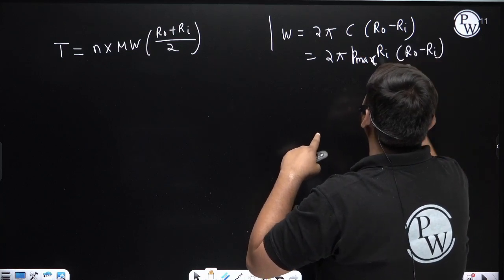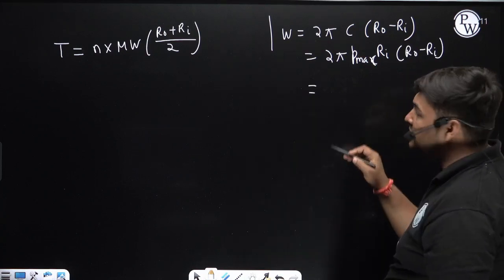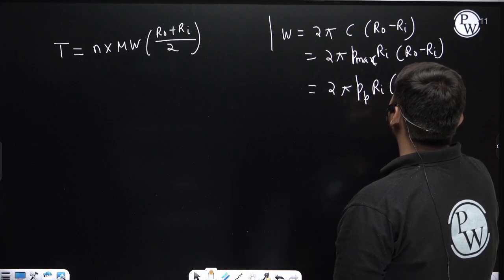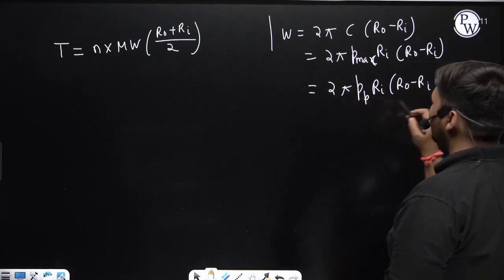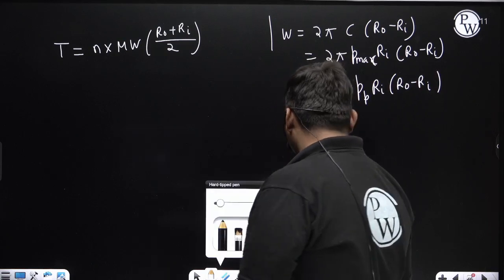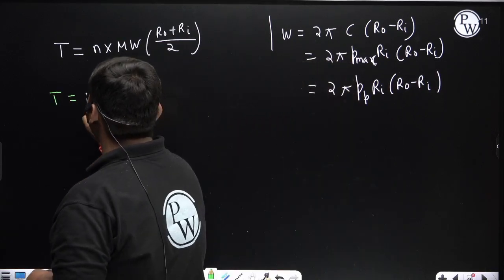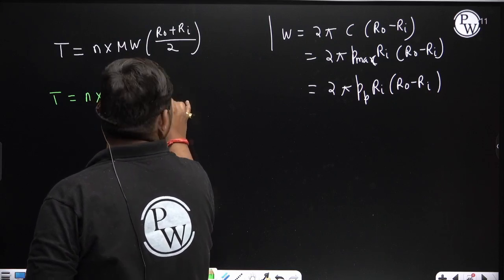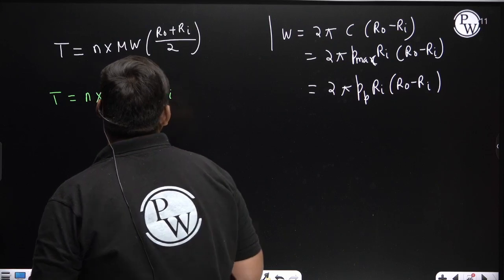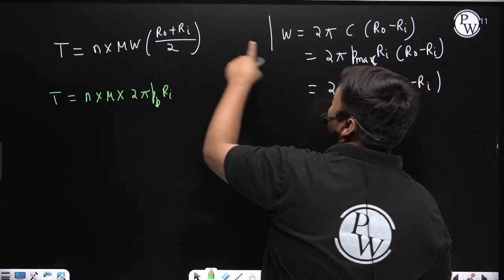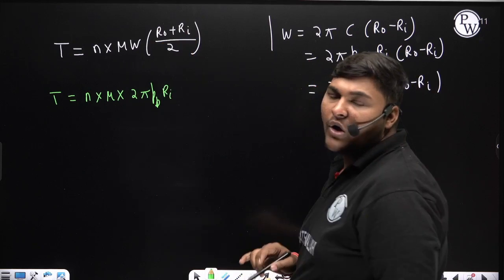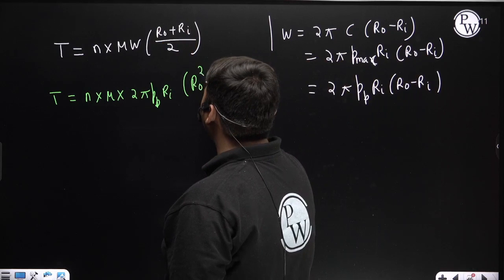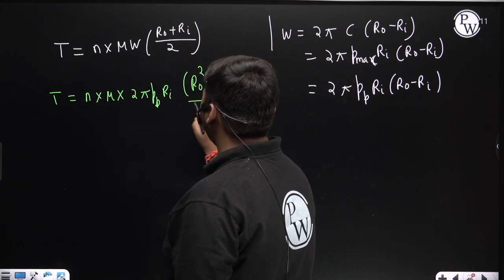Now for design purpose, we will equate P max with permissible pressure, which is given in the question. Permissible pressure is P_p = C / Ri into (R0 minus Ri). So if we put this expression of W in this equation, the expression of torque transmitted will be N into mu into W, which is 2 pi permissible pressure into Ri into (R0 minus Ri). Here R0 minus Ri is coming and it is R0 plus Ri, so R0 minus Ri into R0 plus Ri. This term will be (R0 square minus Ri square) divided by 2.